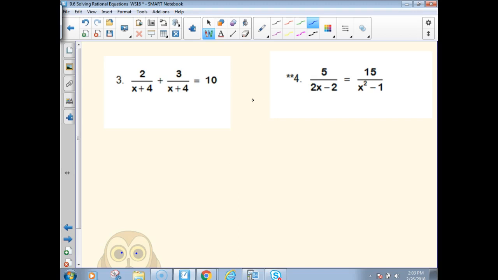Okay, number 3. First thing I'm going to do, I'm going to say, what can x not be? Well, since x plus 4 can't equal 0, x can't equal -4. And then I'm going to say, well, my LCD for this one is x plus 4. The denominator on the 10 is just 1. So I'm going to multiply each piece by x plus 4.